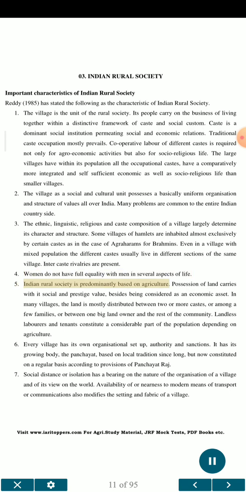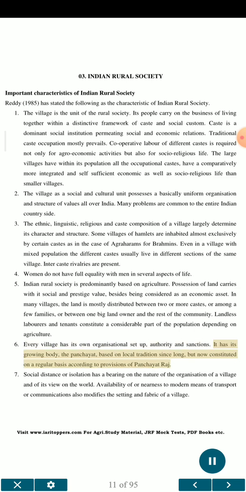5. Indian rural society is predominantly based on agriculture. Possession of land carries with it social and prestige value, besides being considered as an economic asset. In many villages, the land is mostly distributed between 2 or more castes, or among a few families, or between one big landowner and the rest of the community. Landless laborers and tenants constitute a considerable part of the population depending on agriculture. 6. Every village has its own organizational setup, authority and sanctions.